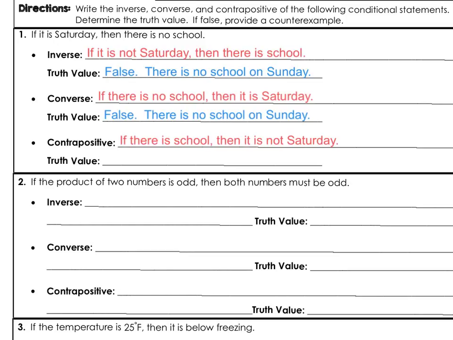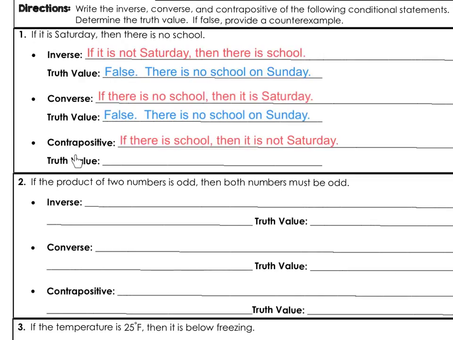Okay, so when we look at the converse of that, we'll discover that it also is false. If there is no school, then it is Saturday. Now, there's no school on Sunday, so again, this statement is false, because we can't absolutely conclude that it is Saturday just because there's no school, because there's no school on Sunday either.